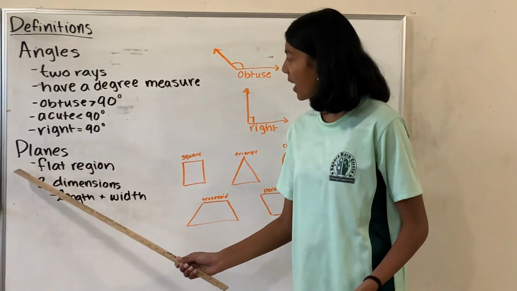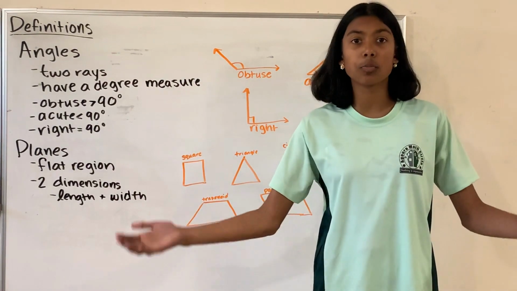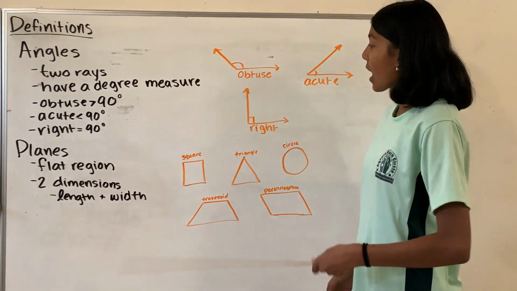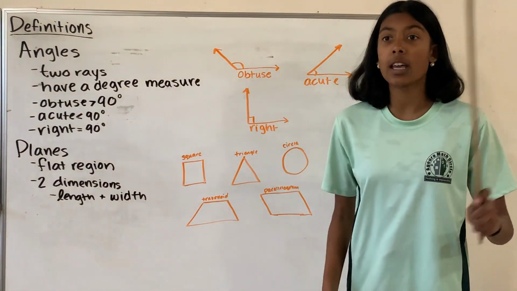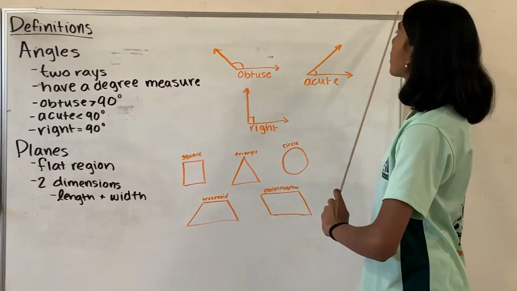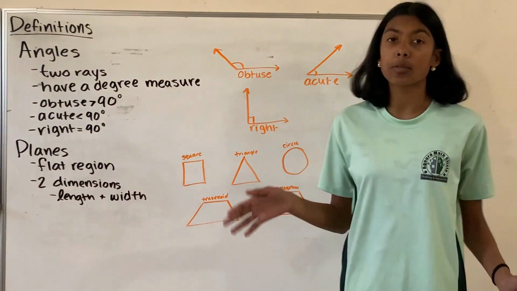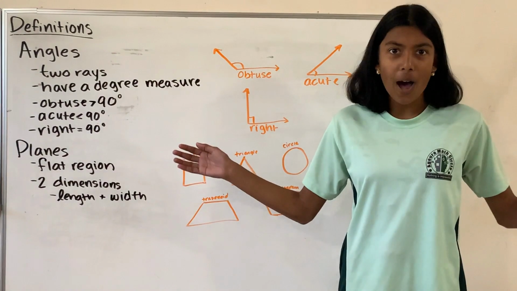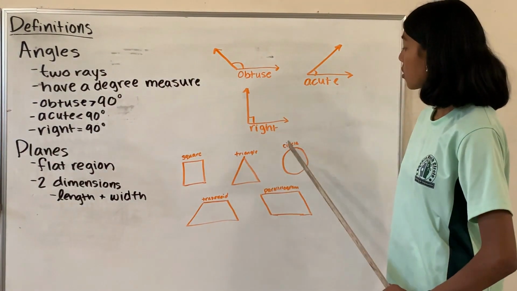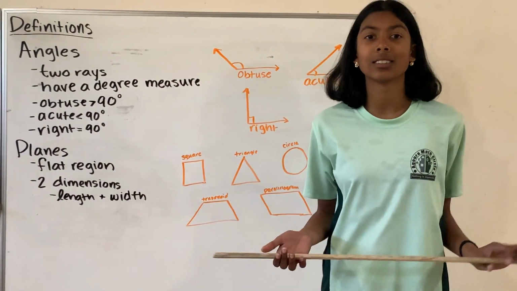Then we have our planes. Planes are basically flat regions, like a wall, a textbook cover, the phone screen you're watching this on, or laptop, never know. And they have 2 dimensions, length and width. For example, this whiteboard, this is the length, and this is the width. This whiteboard is a plane. And there are many types of planes, like a lot, and here are some different examples. We have a square, triangle, circle, trapezoid, parallelogram, and more on those types later.